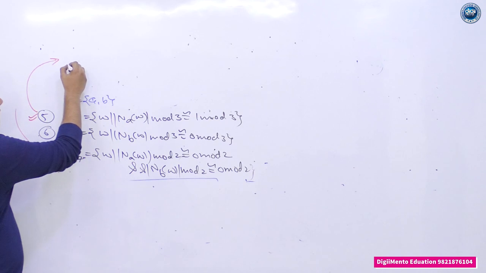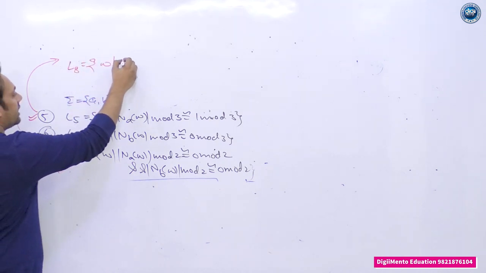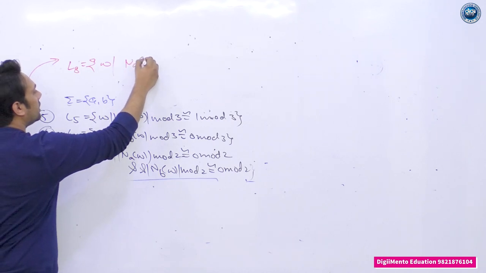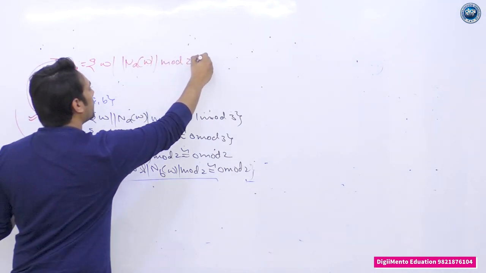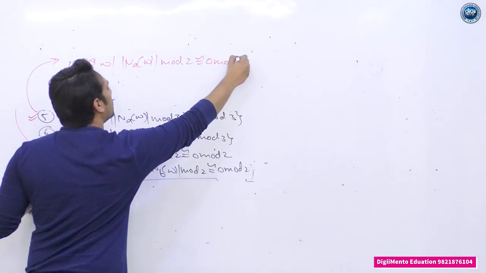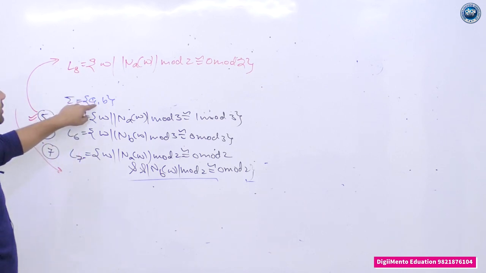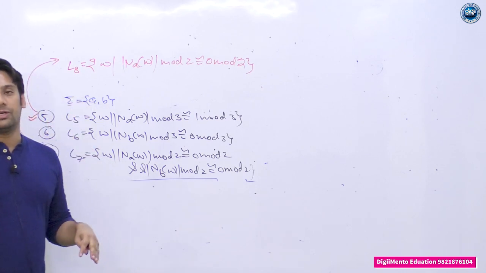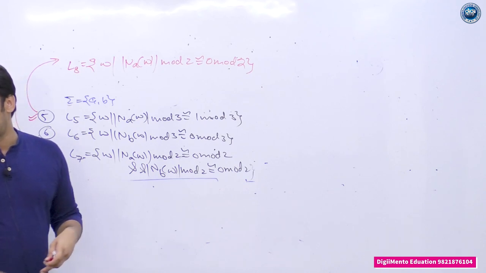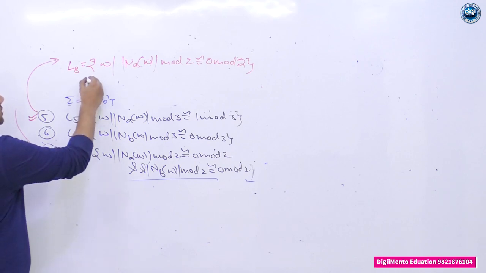So let us say we have a language L8 which is equal to W such that number of A in W mod 2 is congruent to 0 mod 2. So yani ki we are only accepting the quantity of A, ki string mein aapke paas A aur B mein kitne A hain aur B kitne hain usse mein koi farak nahi padta. We are just checking what is the number of A's. So what are the strings present? यहाँ पर क्या-क्या strings present हो सकती हैं?